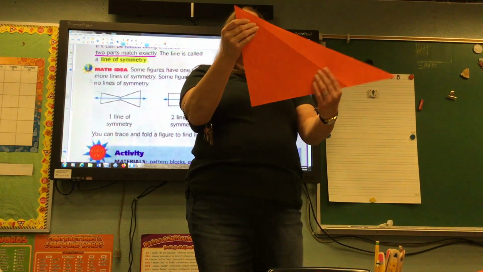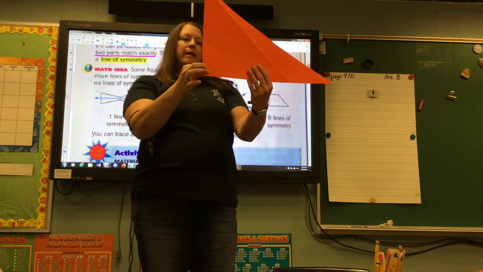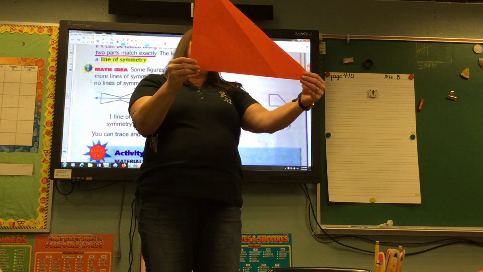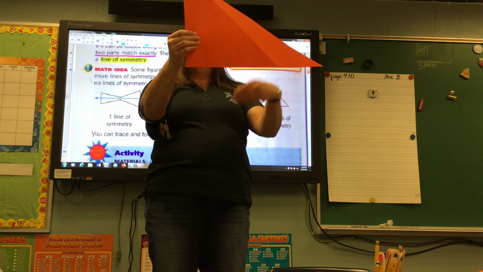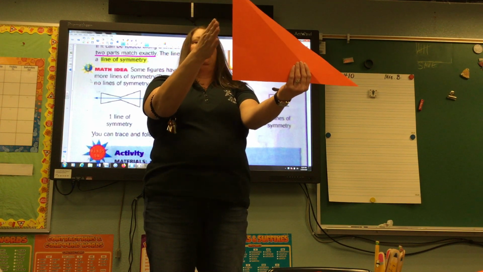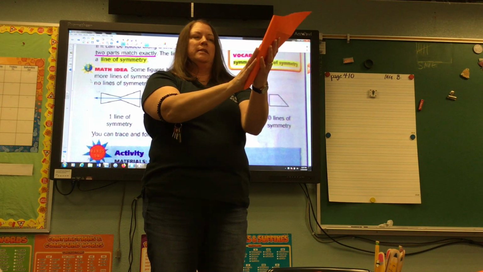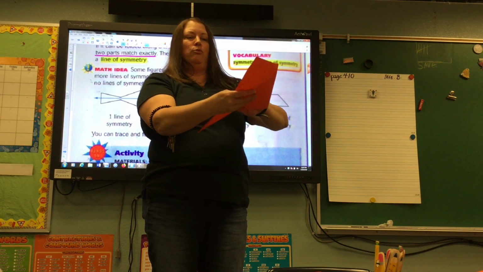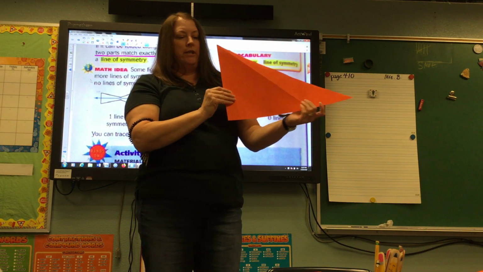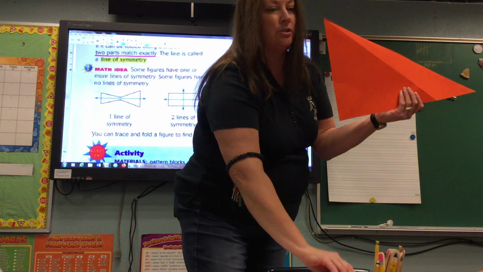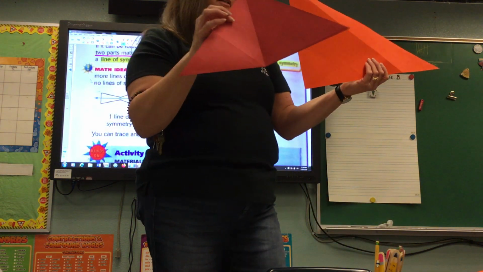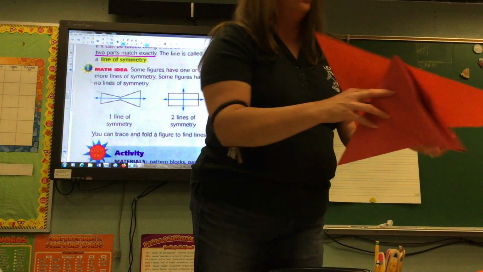Here I have a scalene triangle. I have a right angle. Actually, I do believe it's a scalene triangle. This side is not the same length as this side, which is longer. There really isn't any way for me to fold this to get a line of symmetry. So it just depends on the triangle. You need to look very carefully. This is an isosceles, it'll work, but on the scalene it doesn't work.